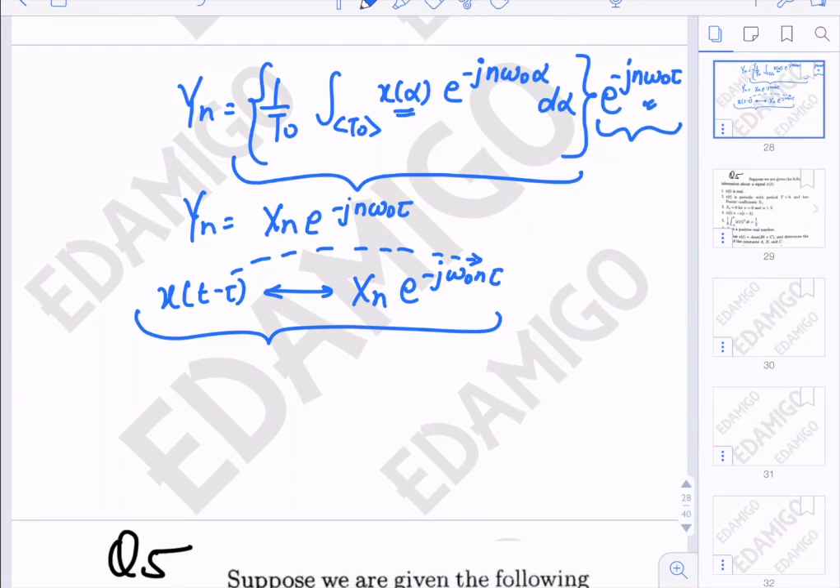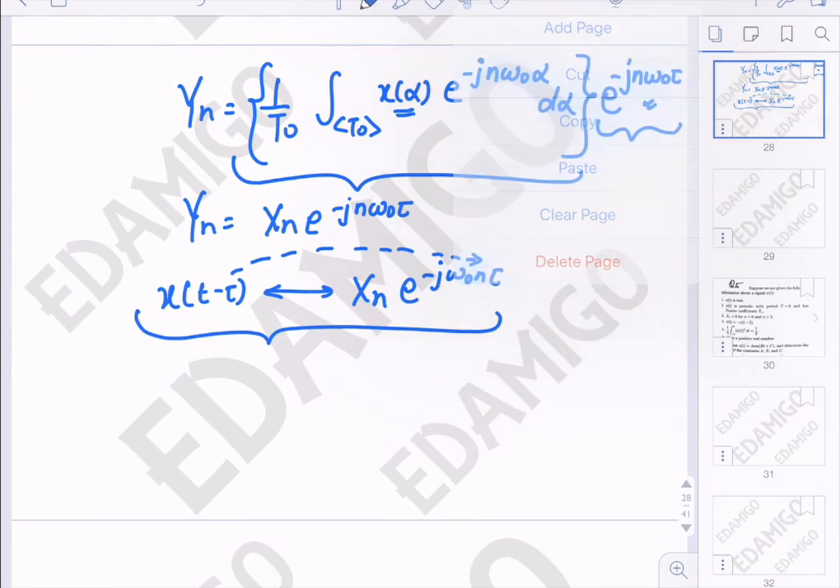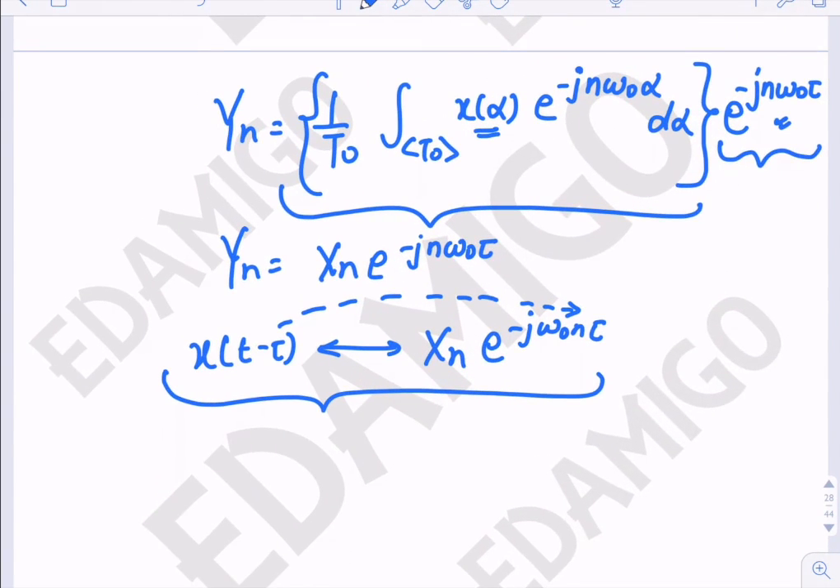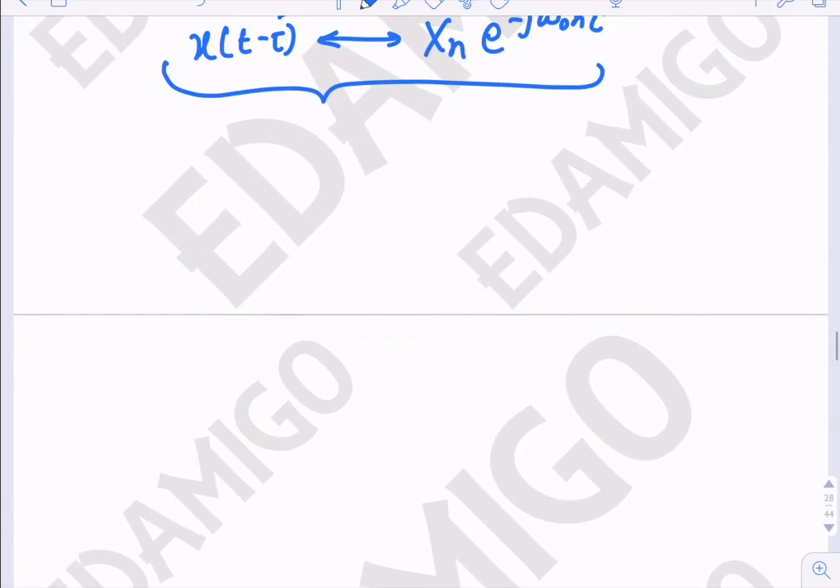I proved this property because generally students skip these proofs. They learn that this is the result, but sometimes GATE asks questions from within the proof also. So you should know how to prove the properties. It is very important for the GATE exams. Now I have proved the time shifting property.